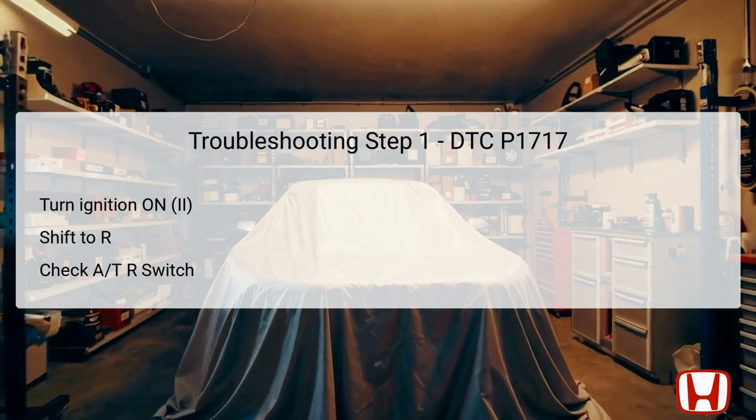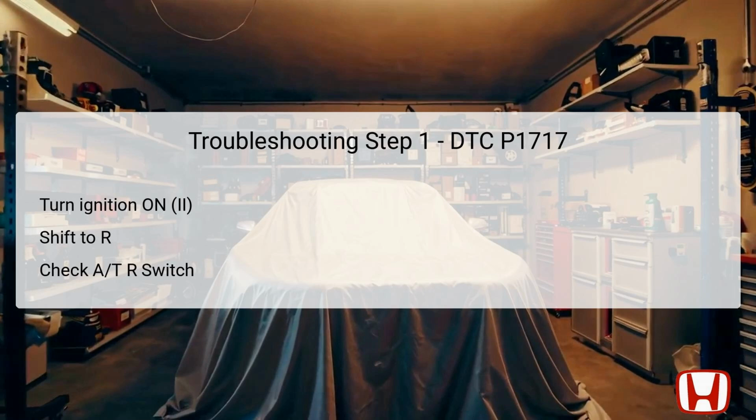The first troubleshooting step involves turning the ignition switch to the on position, or B. After doing this, the technician should shift the gear lever to the reverse position, R. The next step is to utilize the Honda Diagnostic System, HDS, to check the status of the ATR switch within the AT data list. It is critical to ascertain whether the ATR switch is responding and showing an on status.